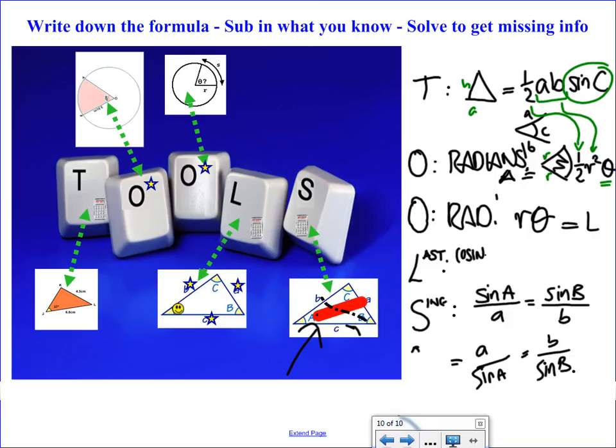last resort, cosine rule. A squared equals b squared plus c squared minus 2bc cos A. Wow, that's messy. Yeah, exactly. And then the same thing with the opposite pairs. If this is your capital A angle, then the one opposite is your little a that goes on the left of the equation, and the other two you'll B and you'll C.